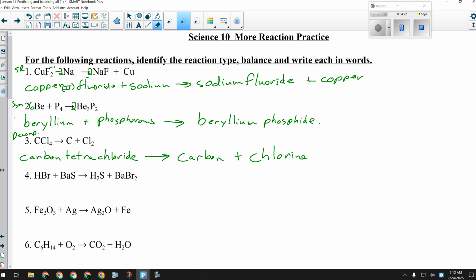Okay, we've got to balance it. 4 is the biggest number. So I've got 4 chlorines in the reactants, but only 2 in the product. So what needs to go in front of chlorine there? Yeah, 2. Okay, and then it looks like it's balanced, because 1 carbon, 4 chlorines, and 2 times 2 is 4 chlorines. Yep, that's good. That's the only thing we had to add. Questions on that one?